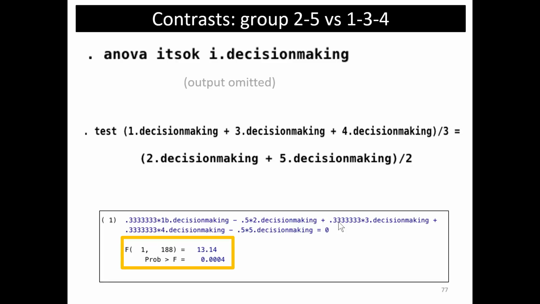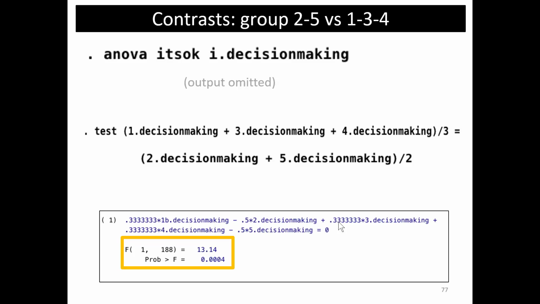Let's see, the test command, that's the second way to do it. So you could have here your analysis of variance, and here I accidentally put the i. in front of this one, and you don't need this at all. So this is an error. But still, you run the ANOVA command, so you should have typed ANOVA it's okay, and then just decision making, because Stata will understand that decision making is a categorical variable. And then what you do is this: you see here 1 decision making, 3 decision making, and 4, that's the 3 categories that we want to take together.